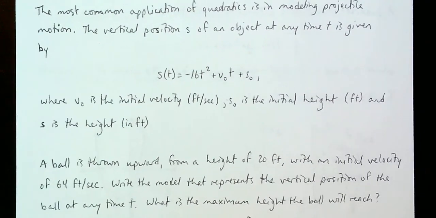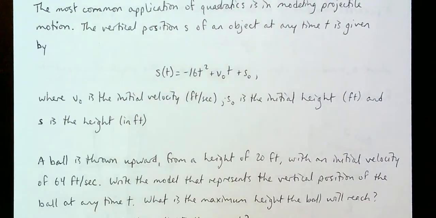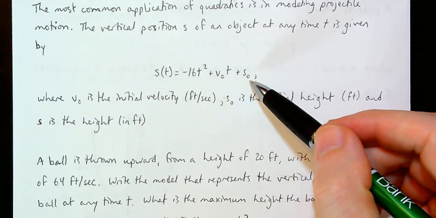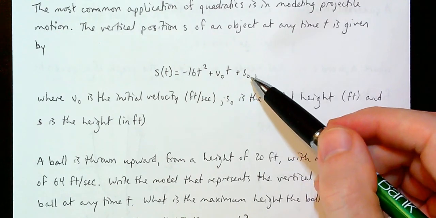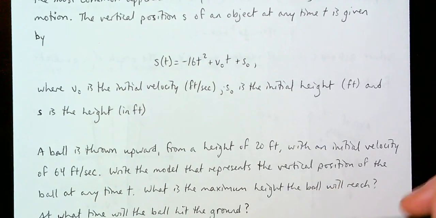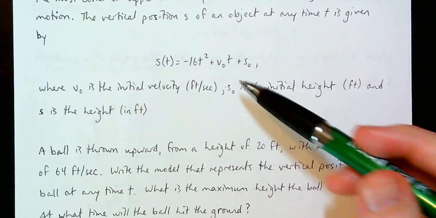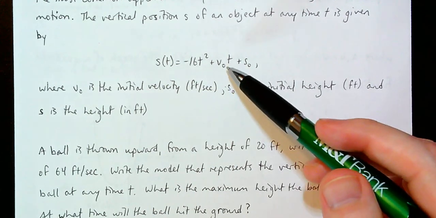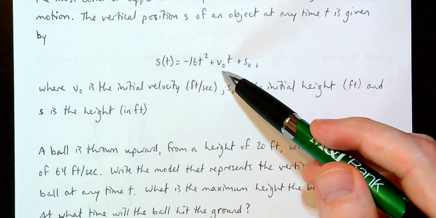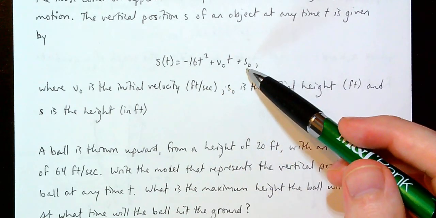All right, so first part of this, we need to write the model that represents the vertical position of this ball at any time t. So we are going to use this s of t formula right here, but we need to label in some missing pieces of info. We need to make some substitutions here. We need to substitute in for the v naught and the s naught.